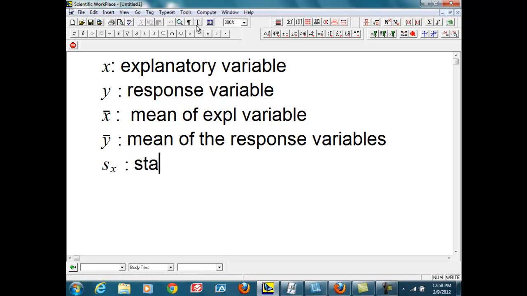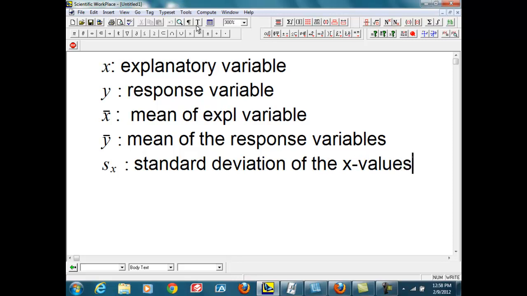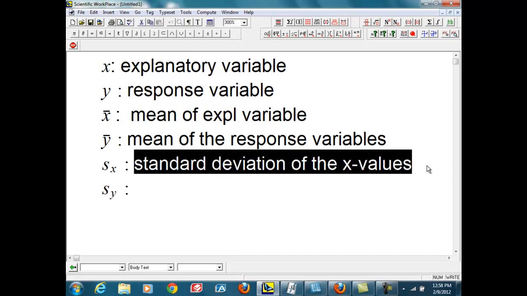Very good. Standard deviation of the X values, right? Everybody clear? And Hiba, what does S sub Y mean then? I don't know. That's enough. Very good. Okay, I'm so glad you didn't feel offended.